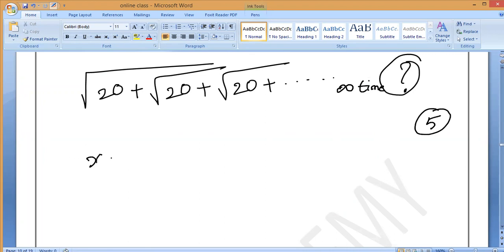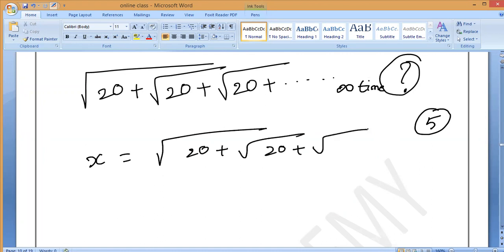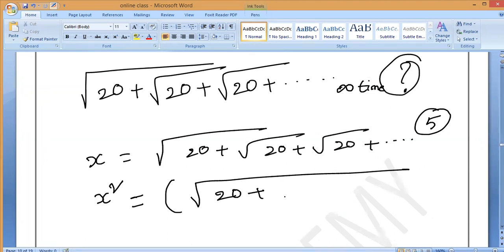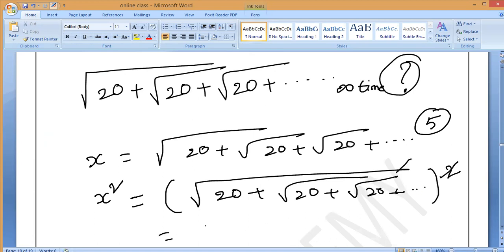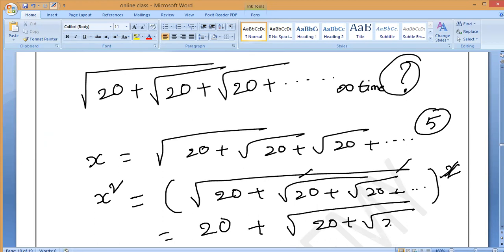Normal procedure: let x equal root over 20 plus root over 20 plus root over 20 and so on. Squaring on both sides. x square equals 20 plus root over 20 plus root over 20 plus root over 20, infinity times. The square root and square get cancelled. Understood up to here?